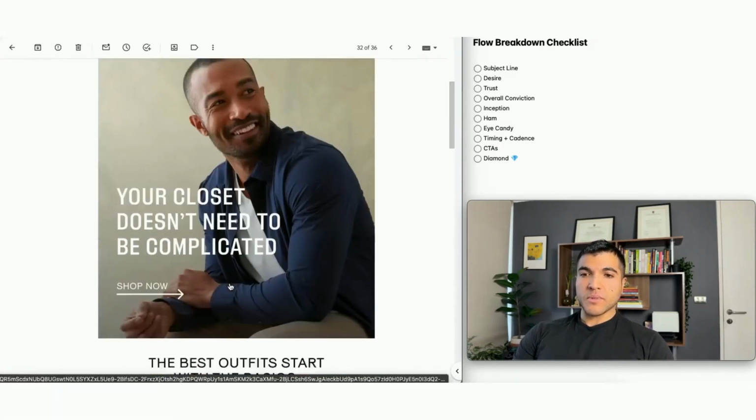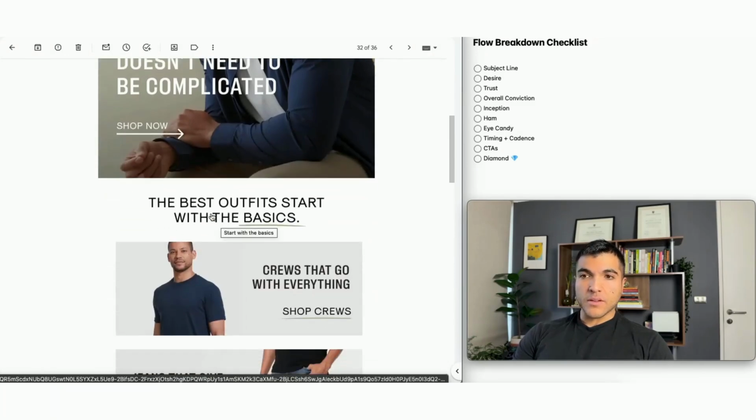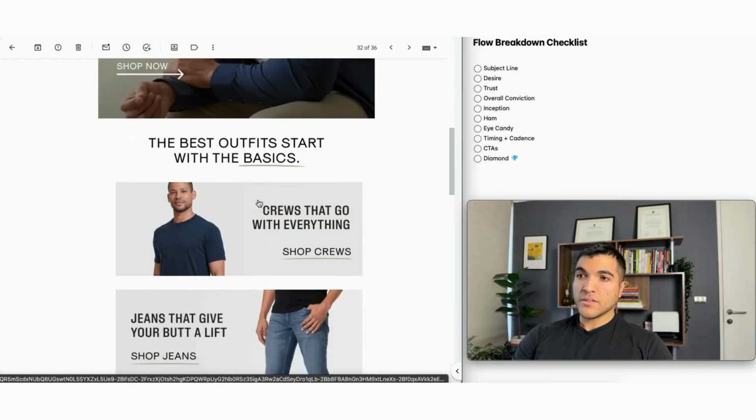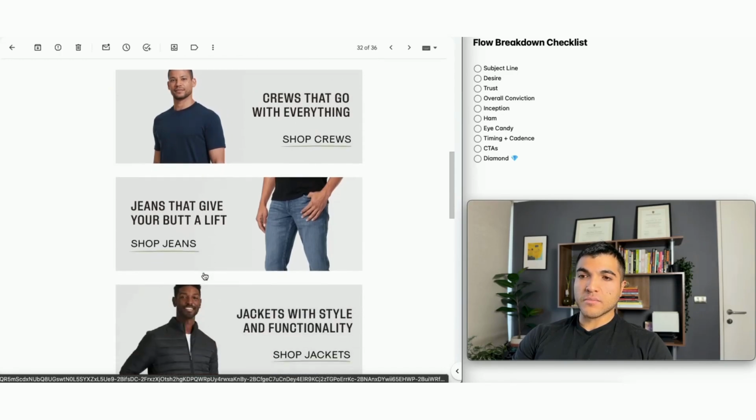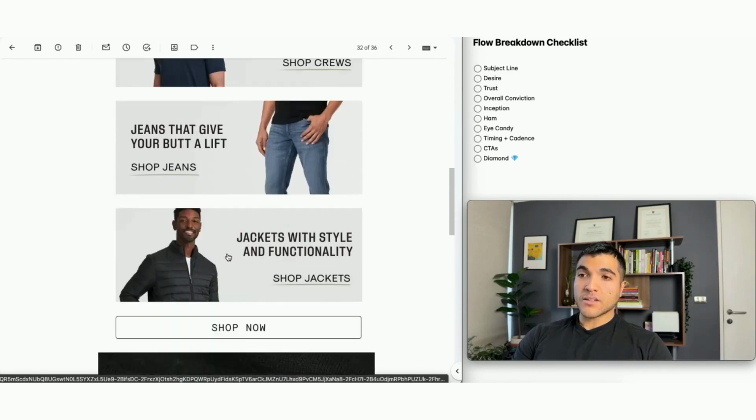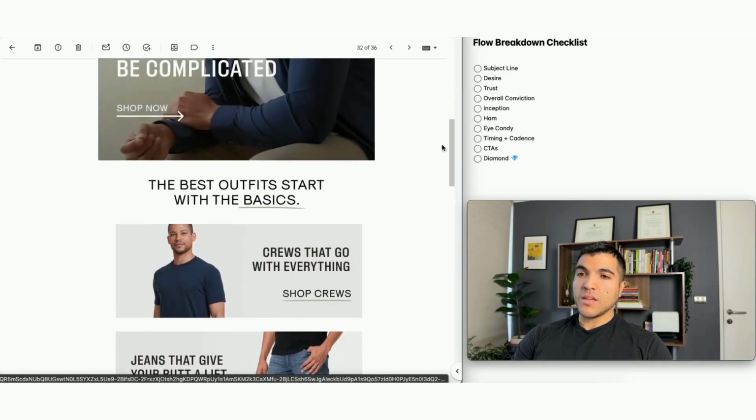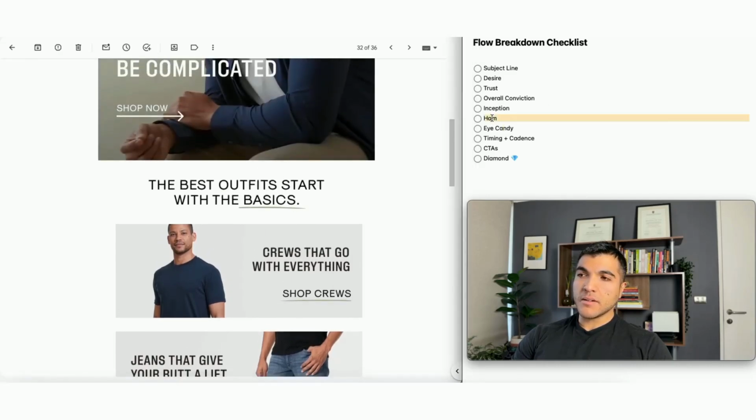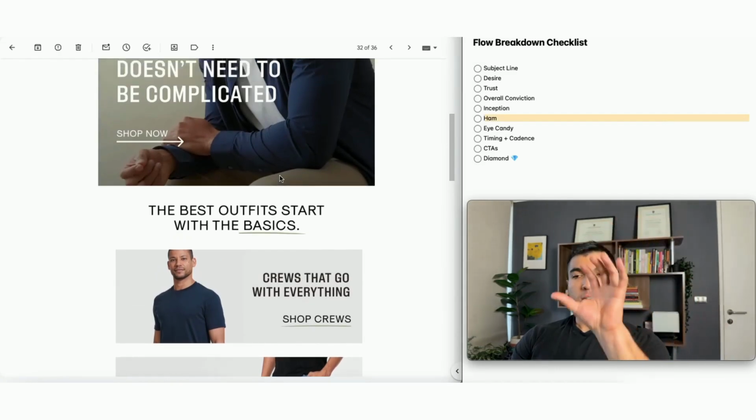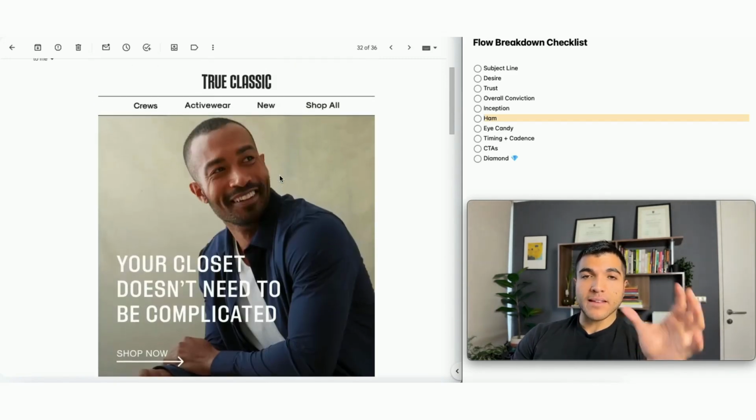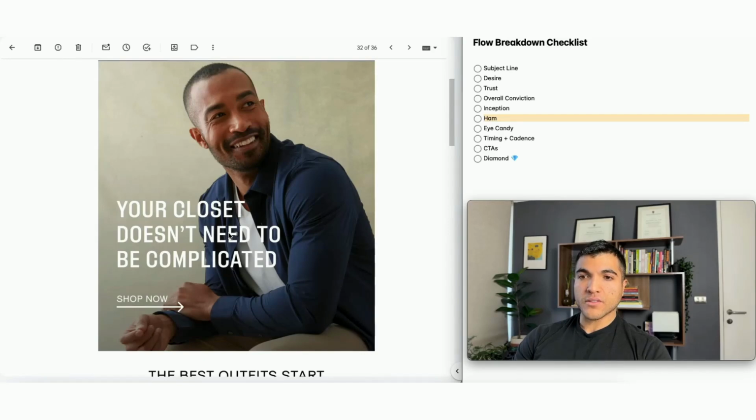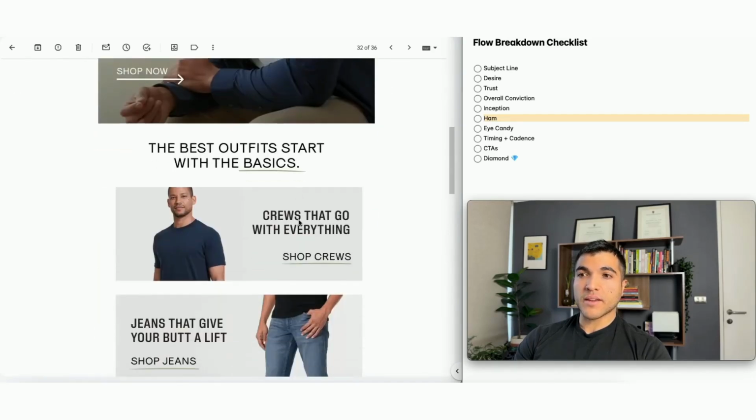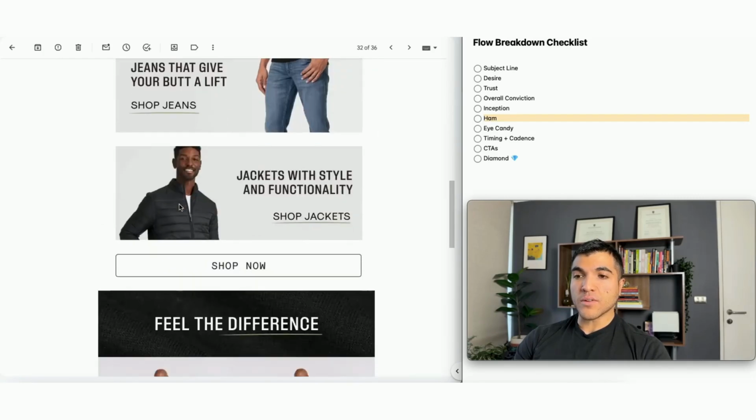Your closet doesn't need to be complicated. Okay, in line with the frame. The best outfits start with the basics. Crew that got everything, jeans that give you a better lift. So this is a better idea. Could even qualify as a ham email, framing the typical pitch in a different, more entertaining way, a bigger idea than what it is on its own. And I think it will qualify. Your closet doesn't need to be complicated, style doesn't need to be complicated. Just buy this and you will look fine.